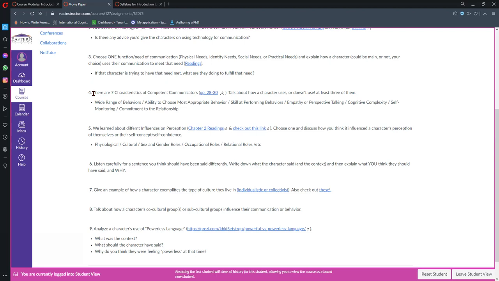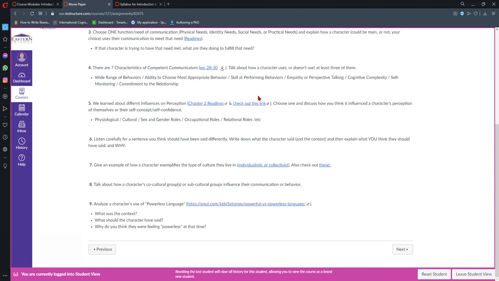The seven characteristics of competent communicators. So you need to talk about how a character uses or actually doesn't use at least three of them. We have our different influences on perception. So choose one of those and discuss how you think it influenced a particular character's perceptions in regards to their self-concept or self-confidence, like their self-esteem.